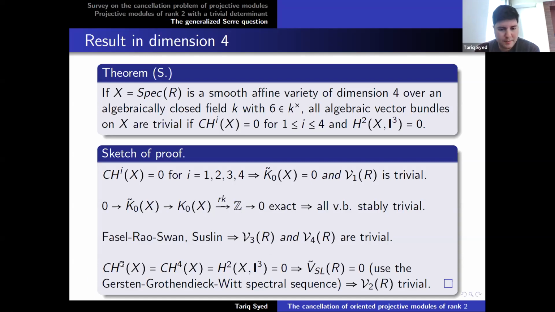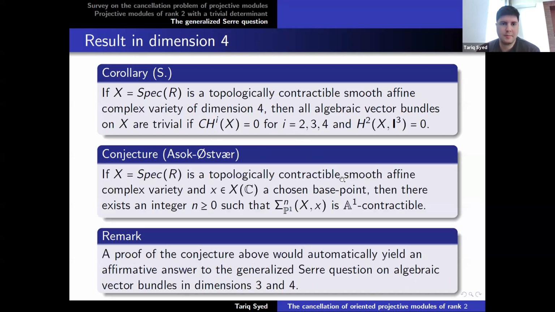But these vanishing assumptions imply, using the Gersten-Grothendieck-Witt spectral sequence, as I told you before, that this group V tilde SL is in fact trivial. So by the general criterion I gave on the cancellation of projective modules of rank 2, or free modules of rank 2, this implies that V2 is in fact trivial. So this is a very general statement, and as an immediate corollary, that's the last slide.